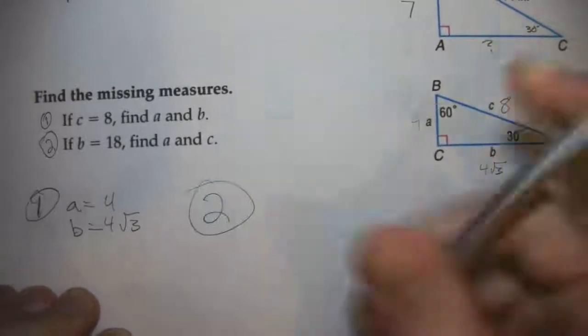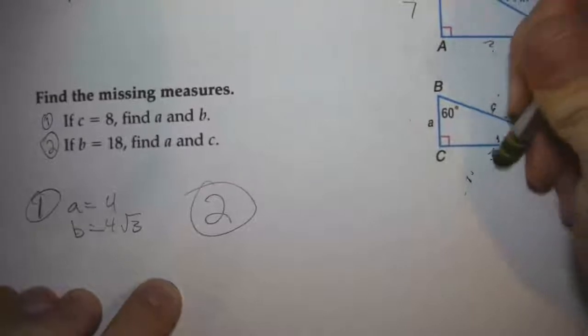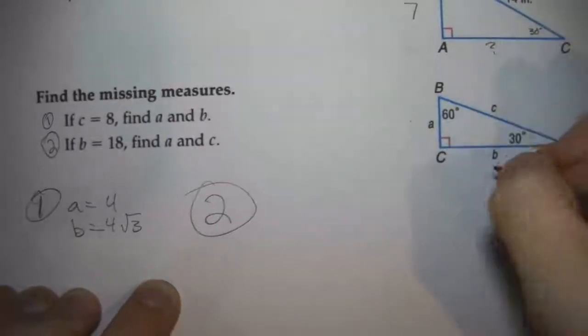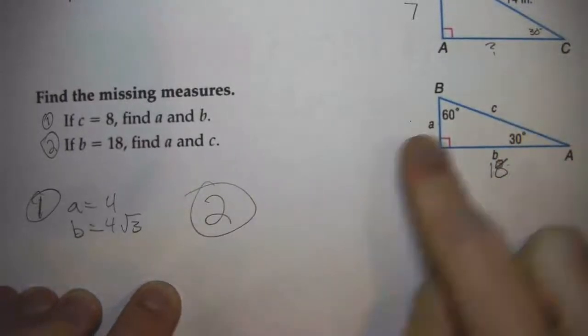All right, well, let's try number 2. Let's erase these. We'll use the same diagram, but not the same measurements. So we'll do that real quick. B in this case is 18. Oop, 18, not 16. There we go. And we've got to find A and C.